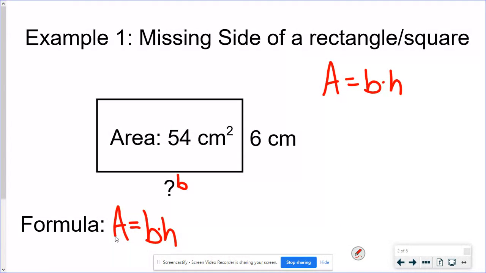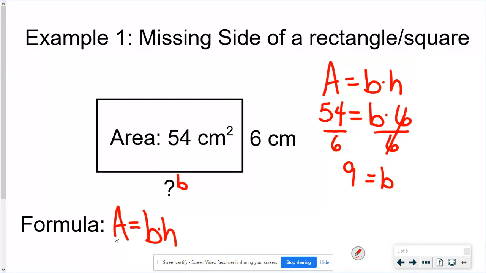The area is 54. I'm not going to bother putting in labels while I'm working. I'll just put my label at the end. The base I don't know, but the height I know is 6. Now, we know how to solve this. If I have to get rid of multiplying by 6, I would just divide both sides by 6. So I'm going to get that the base is 9. And in this case, it's going to be 9 centimeters.